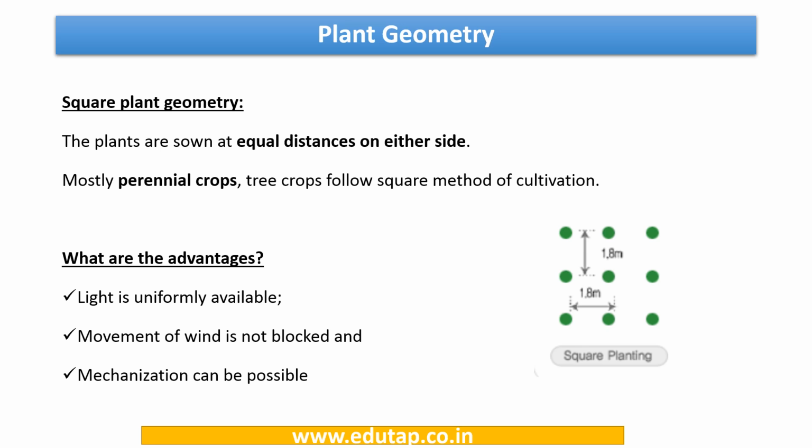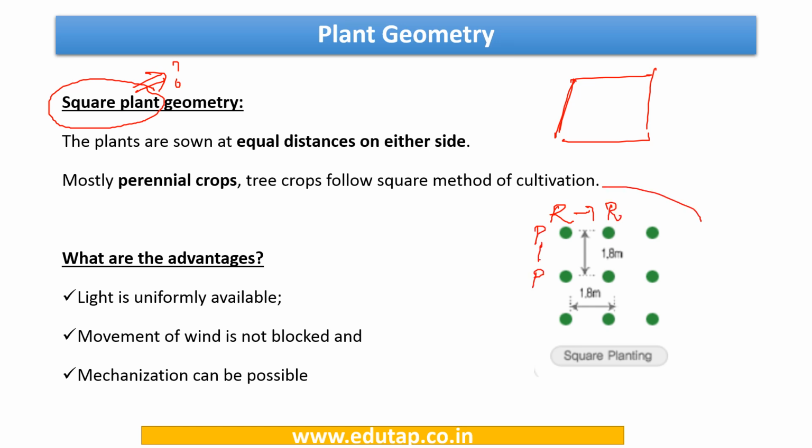Then we come to the next type, that is square plant geometry. Now again friends, just gauge it from the name. We know that in a square we have equal sides, right? So in the case of square plant geometry, the row to row distance and the plant to plant distance is the same. You can see a picture given on your screens, right? Here this is the row to row distance, 1.8 meter, and the plant to plant distance is 1.8 meter.